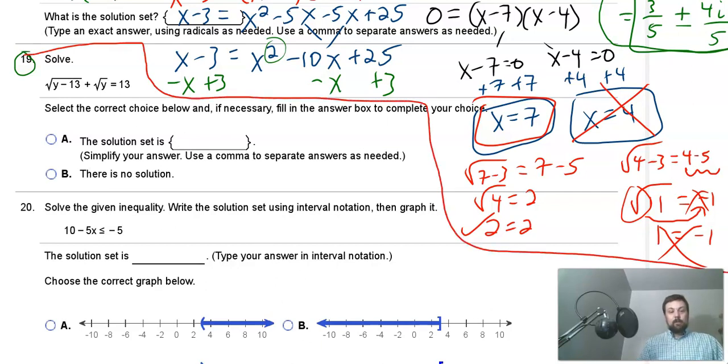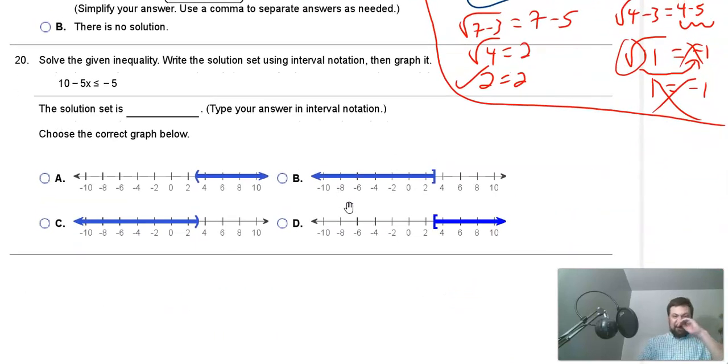In fact, what do we have left to do here? Let's skip 19 for right now. Let's do 20, and then I'll do 19 in this empty space down here because I've run out of room.